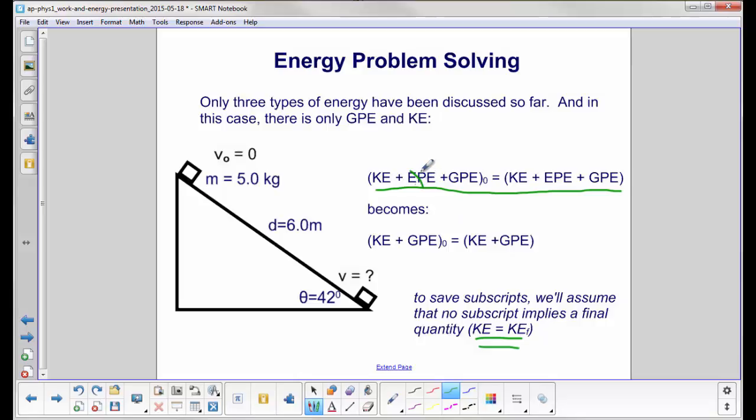So we cross out elastic potential energy on both sides, and we have kinetic energy initial plus gravitational potential energy initial will equal the final sum of the kinetic energy and gravitational potential energy. And you can see we've got the angle in here and the displacement from the last slide. First thing you do with any problem, label everything you can so you get a good sense of what's going on.